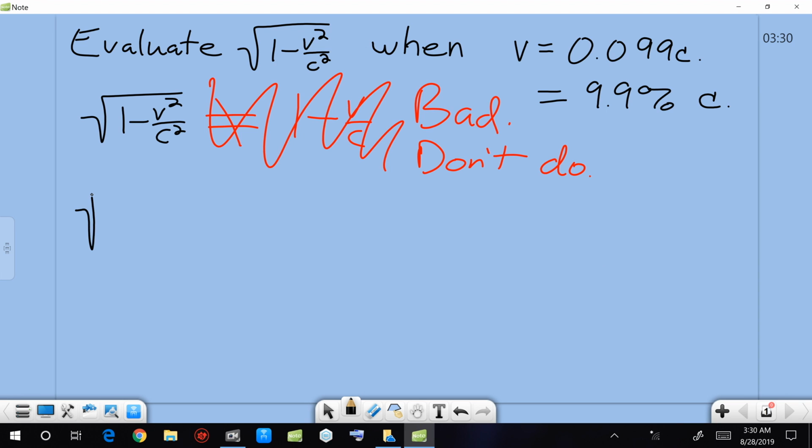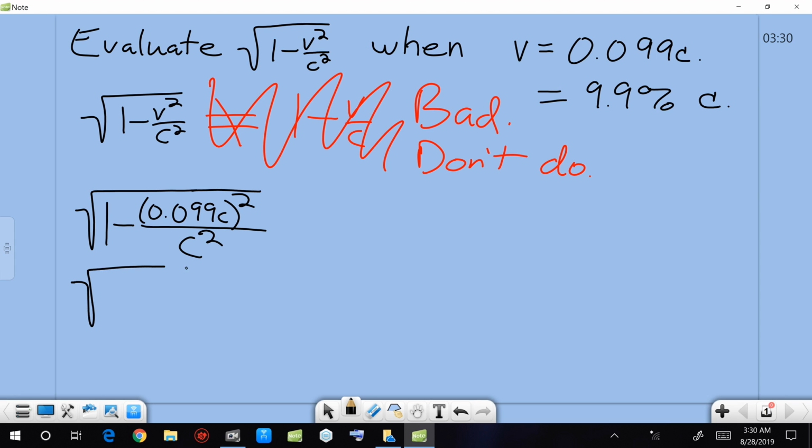What you actually want to do, let me get back to a black pen. Start with this term, square root of 1 minus, and then for v, we're going to plug in 0.099c, and this whole thing gets squared. Again, this is what v is equal to, and this is divided by c squared. All right, so the algebra here, it's not difficult, it's tedious. And there's lots of places to make mistakes, but if you just do it slowly, very methodically, it's not going to be that hard.